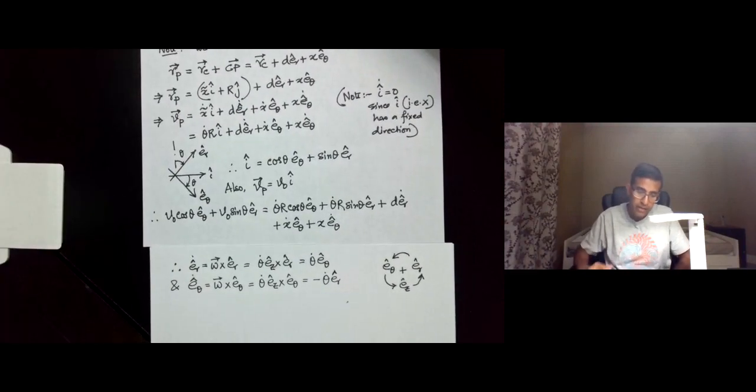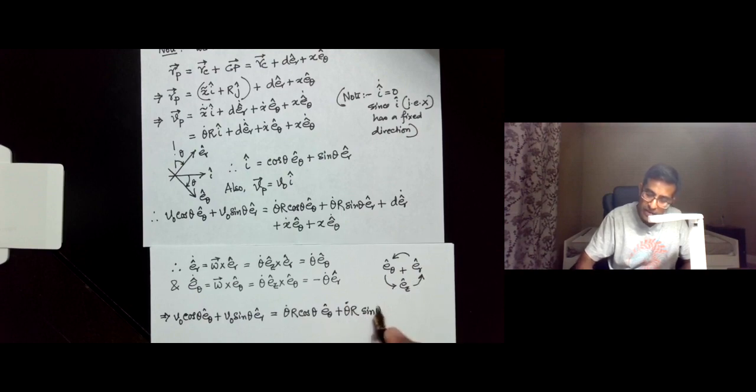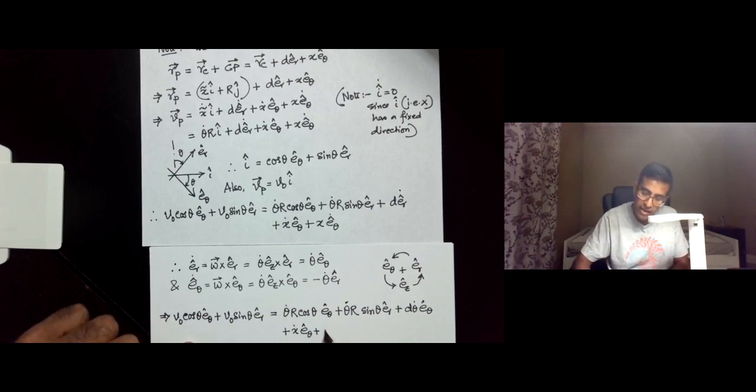So going back to our expression, it is V naught cosine theta E theta plus V naught sine theta ER is equal to theta dot capital R cosine theta E theta plus theta dot capital R sine theta ER plus d ER dot, so ER dot is theta dot E theta, so d theta dot E theta, plus x dot E theta, plus x times negative theta dot ER.